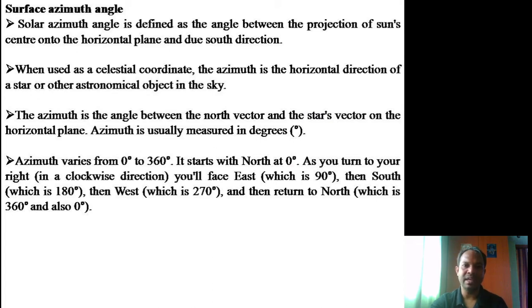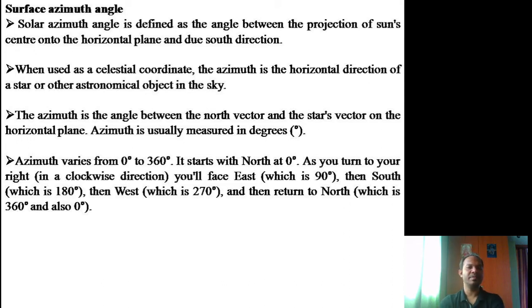The solar azimuth angle is defined as the angle between the projection of the sun's center onto the horizontal plane and the due south direction. When used as a celestial coordinate, the azimuth is the horizontal direction of a star or other astronomical object in the sky. The azimuth is the angle between the north vector and the star's vector on the horizontal plane. Azimuth is usually measured in degrees.